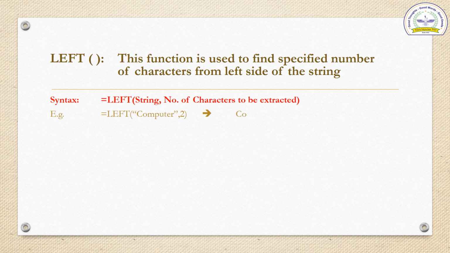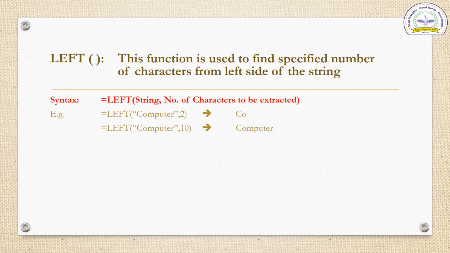For example, here when we want to extract two characters of the word computer from the left side, we mention computer as the first argument, and in the second argument we write the number 2. And this function gives the output as C and O, which are the leftmost two characters of the string.